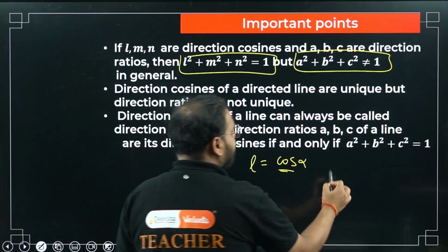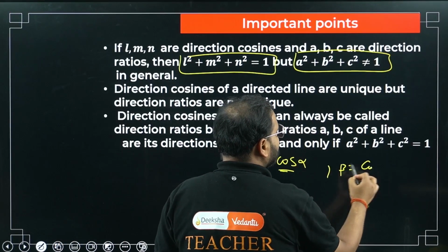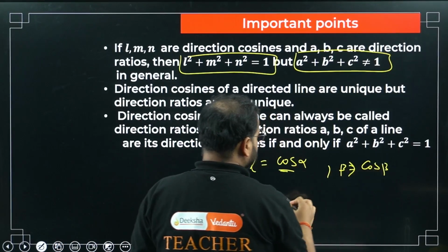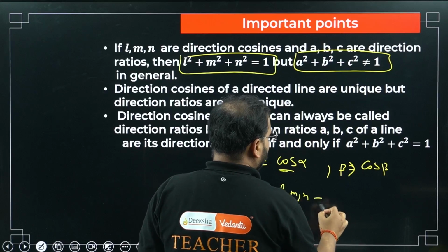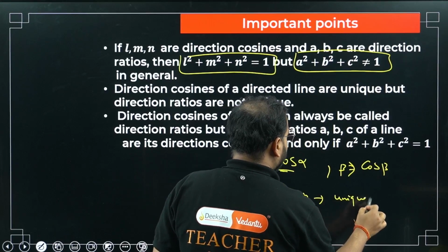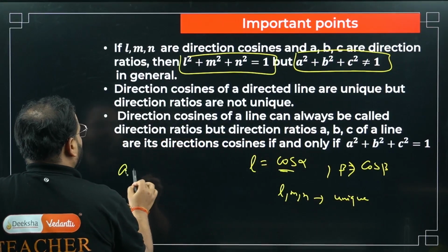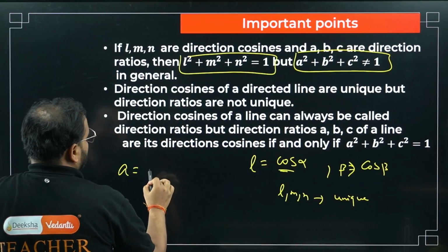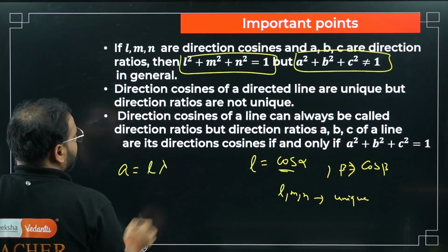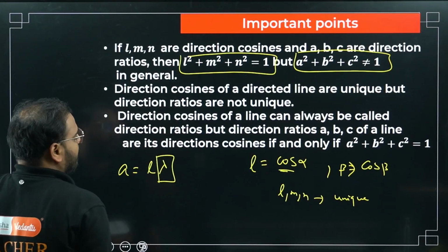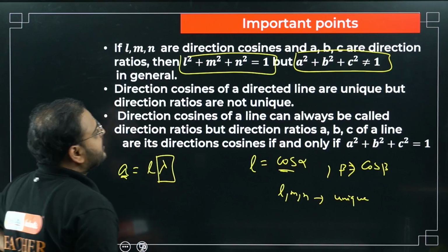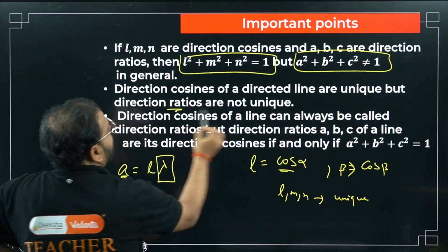Same way, if angle beta is unique, cos beta will be unique, right? So direction cosines l, m, and n are unique in nature. Whereas if you see the direction ratios, a equals lambda l. So based upon this lambda value, the value of a will change. That's why you will not have direction ratios as unique.